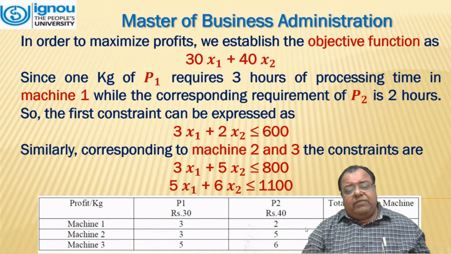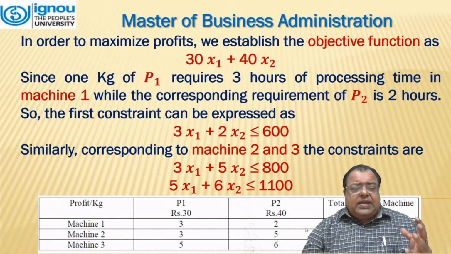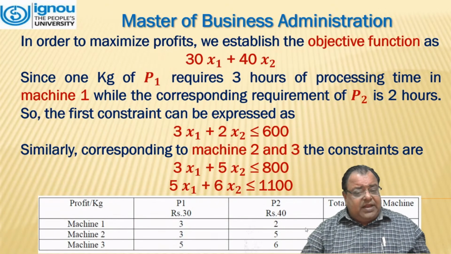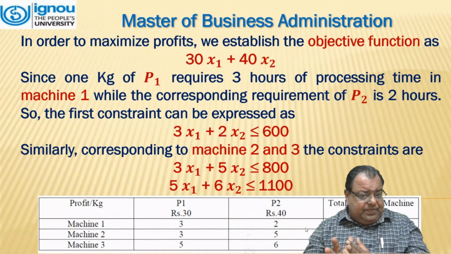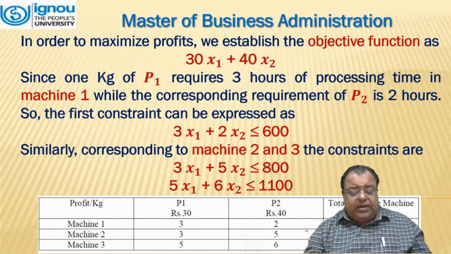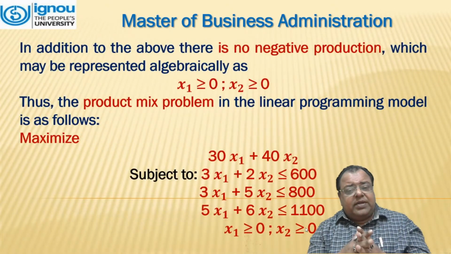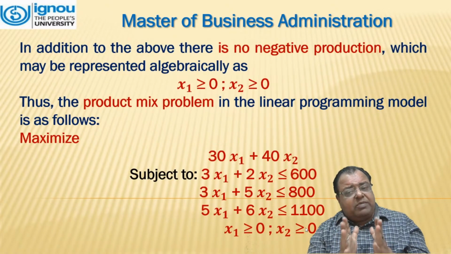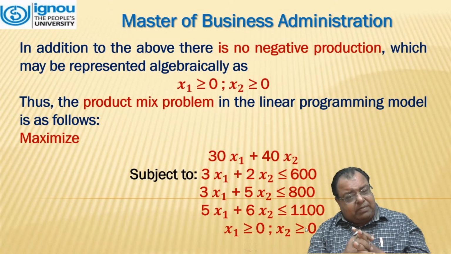Now the thing is that if you go back to the problem, it clearly states that these machines are basically available for 600, 800 and 1100. In that case, we are going to use the less than or equal to sign. This is the maximum limit up to which these machines can be used per day. So that is why the equal to sign will be replaced by less than or equal to. So in all, we have formed these equations. But x1 and x2 will always be greater than or equal to 0. They cannot be a negative production or a negative number.